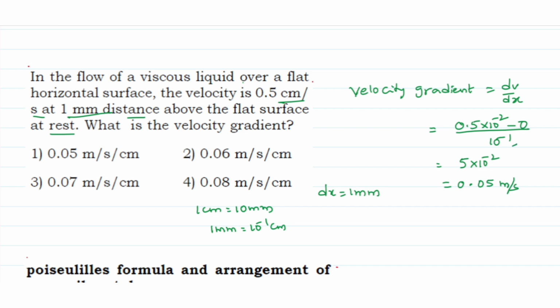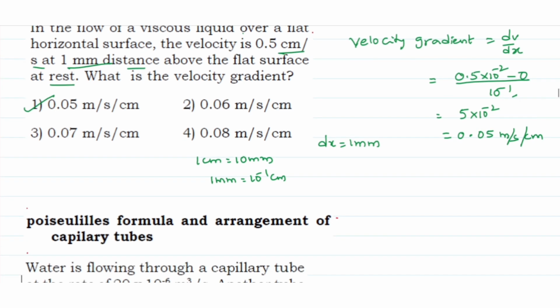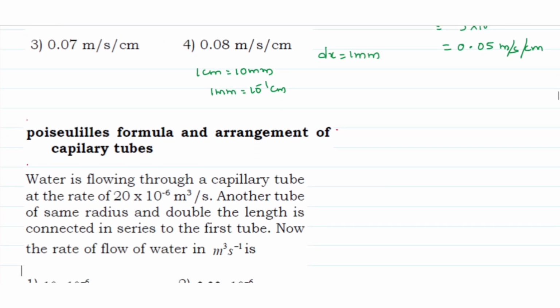Here we have already converted this one into centimeter, so meter per second for velocity, and per centimeter. Velocity units will be meter per second, and dx thickness units we have to take in centimeter, because they are asking in the options in centimeters. So 0.05 meter per second per centimeter. Now we can discuss Poiseuille's formula and the arrangement of capillary tube related problems.